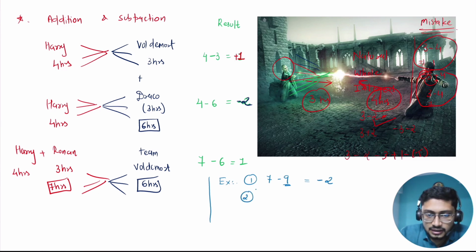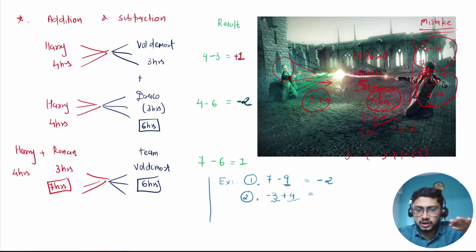Very easy. Okay, minus 3 plus 4. Who is going to win? Sir, negative is 3 hours and positive is 4 hours. Plus is higher than negative. So answer is what? 1. Positive 1 hour is still pending.